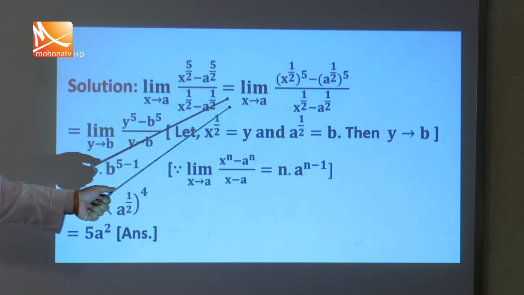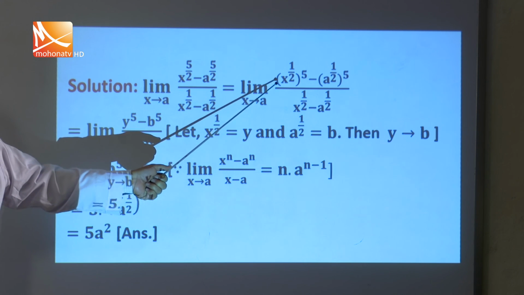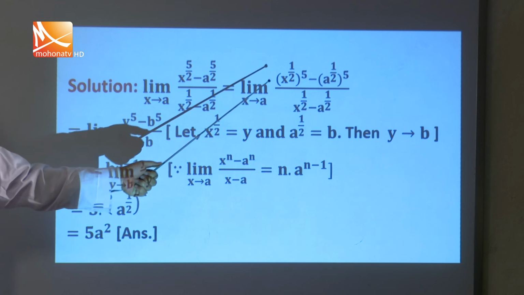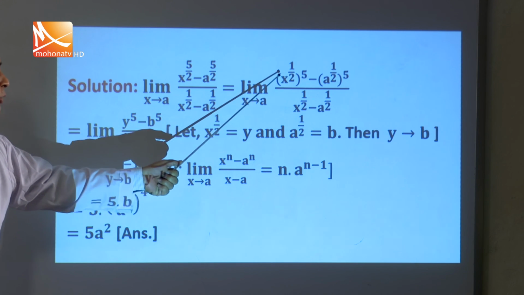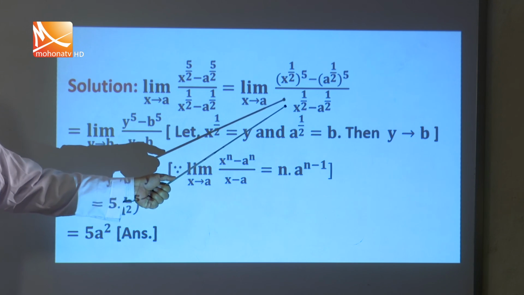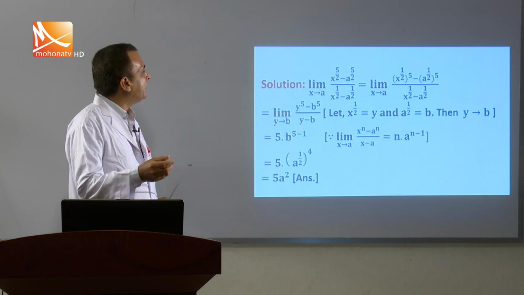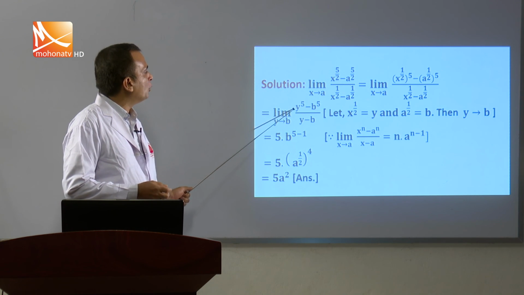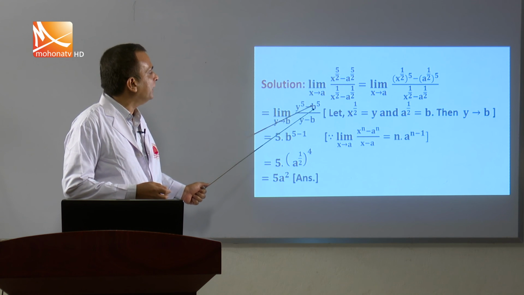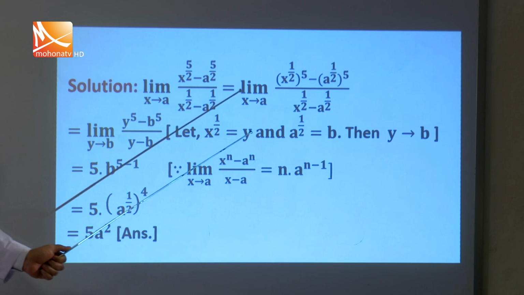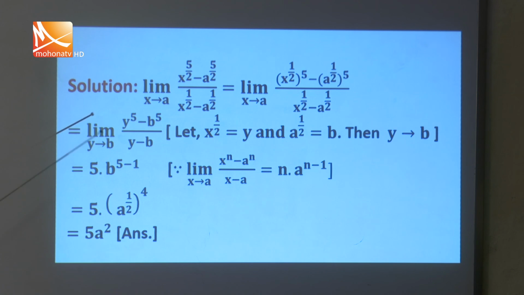Dear student, we can rewrite this as limit x tends to a of ((x to the power half) to the power 5 minus (a to the power half) to the power 5) by (x to the power half minus a to the power half). We consider x to the power half as y and a to the power half as b. Then the limit changes to y tends to b, of (y to the power 5 minus b to the power 5) by (y minus b).